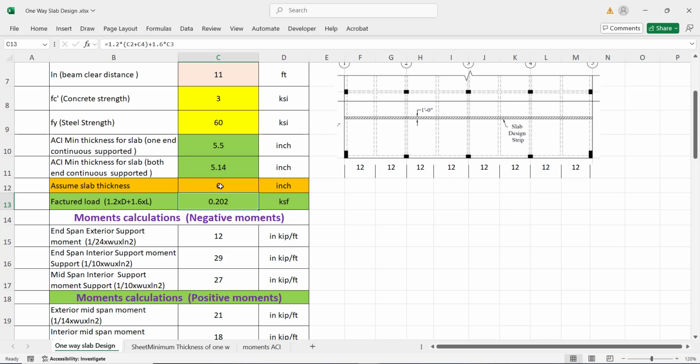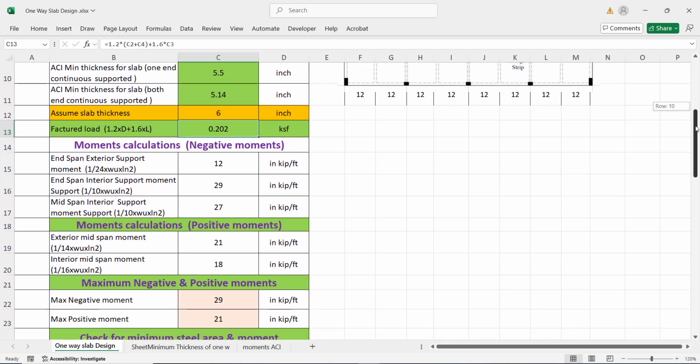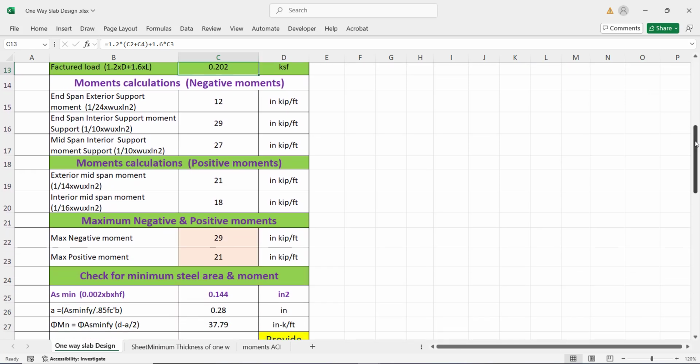After that, the analysis is made, the moment calculation. So we have to calculate the moments. We have two types of moments in the slab. One is the mid moment, or the positive moment, and one is the end, or support moment, that is the negative moment. The negative moment is usually more than the positive moment, but as per ACI we have some coefficients, which are very easy, and we can calculate these negative and positive moments.